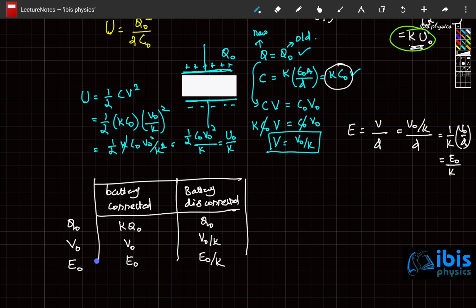Then we talked about charge, potential, electric field, and energy. For energy, U naught: with battery connected, energy is K times U naught; with battery disconnected, energy is U naught by K. So these are important things to know about: what happens to charge, what happens to potential, what happens to electric field, what happens to energy.